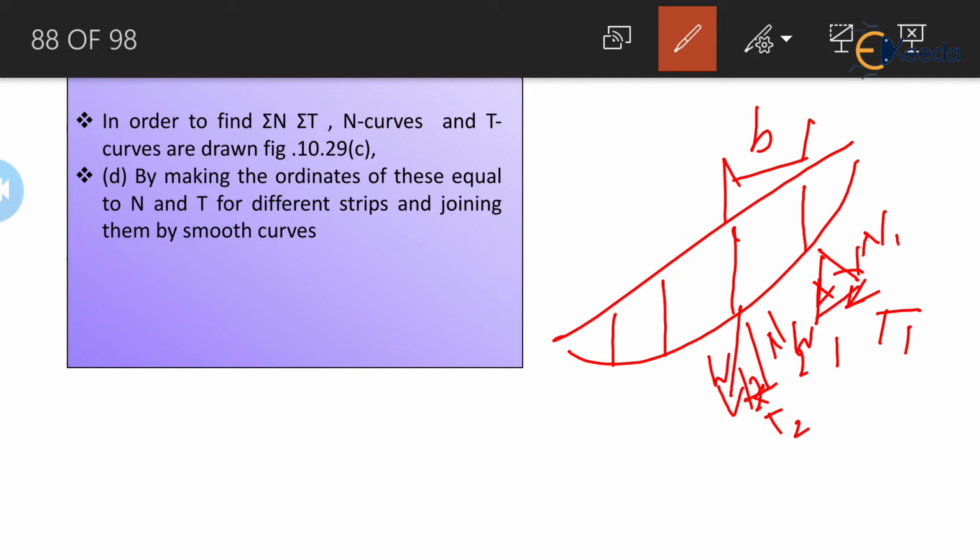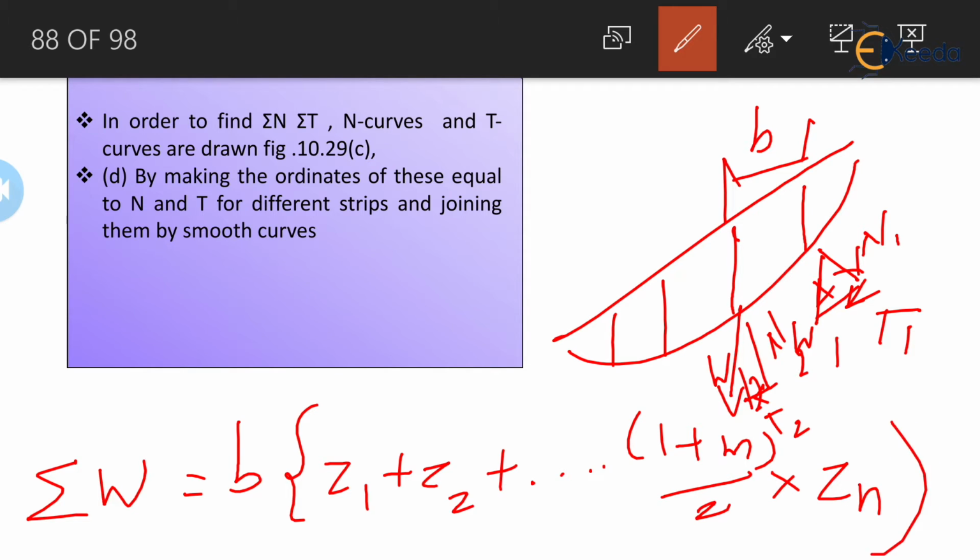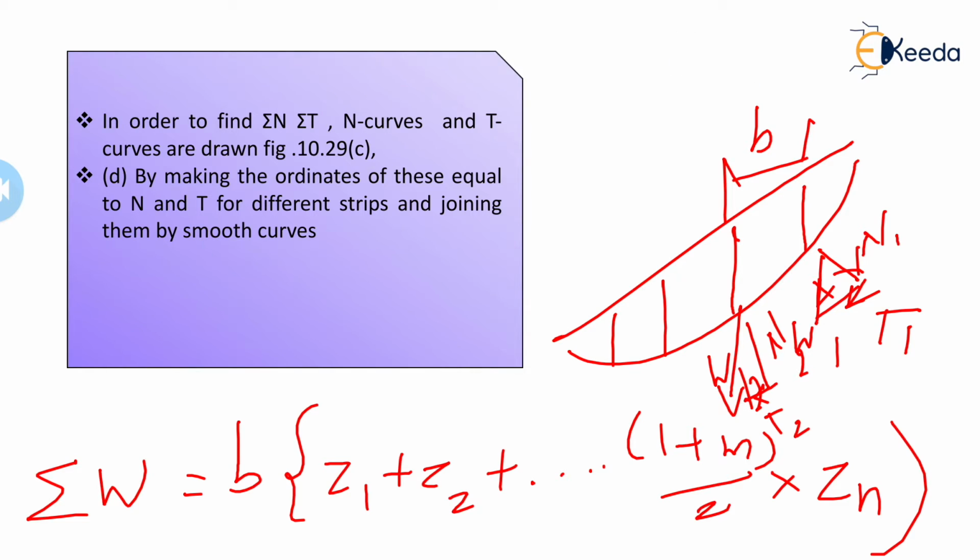Likewise we can find out the summation of weight of each slip circle by using the equation: summation W is equal to P into bracket Z1 plus Z2 plus dot dot dot, plus M upon 2, into 7. So this is one of the equations. By using that equation we can find out the weight of the given slip surface.